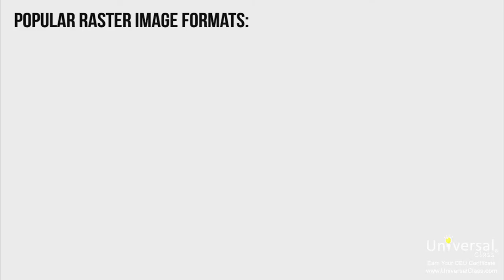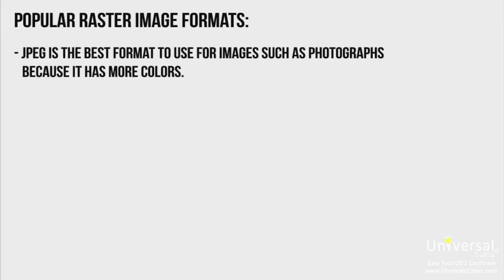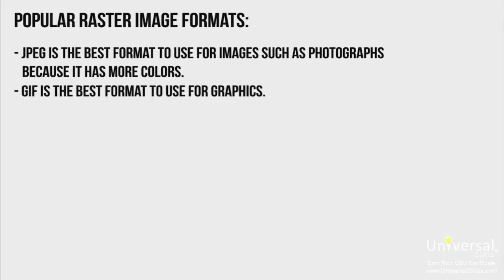Here are some of the most popular raster image formats with a brief description of each. These are the image formats you should use on websites you're designing, as well as other projects in Fireworks. JPEG is the best format to use for images such as photographs because it has more colors. This is great for smaller images such as images on a page that accompany text. GIF is the best format to use for graphics. It has 256 colors, which is more than enough for most graphics. PNG is a combination of JPEG and GIF. You should use this for larger images on your site, such as headers.